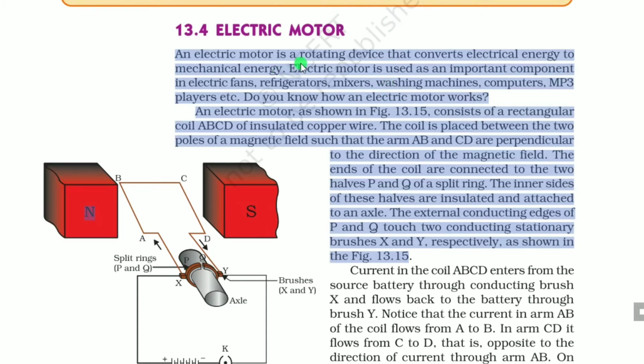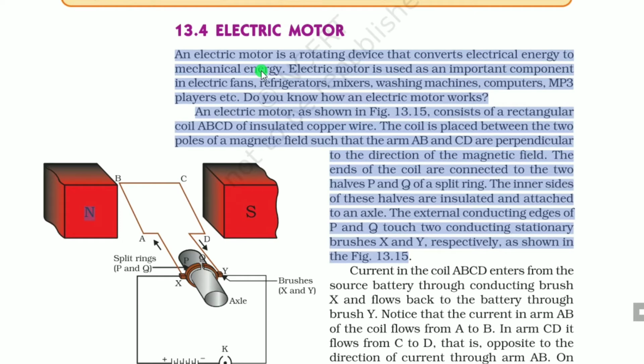An electric motor is a rotating device that converts electrical energy to mechanical energy. Okay, so what is the working principle of a motor? Dear students, don't write this sentence. An electric motor is a rotating device that converts electrical energy to mechanical energy. This is not a working principle. The working principle I told you a few minutes ago.